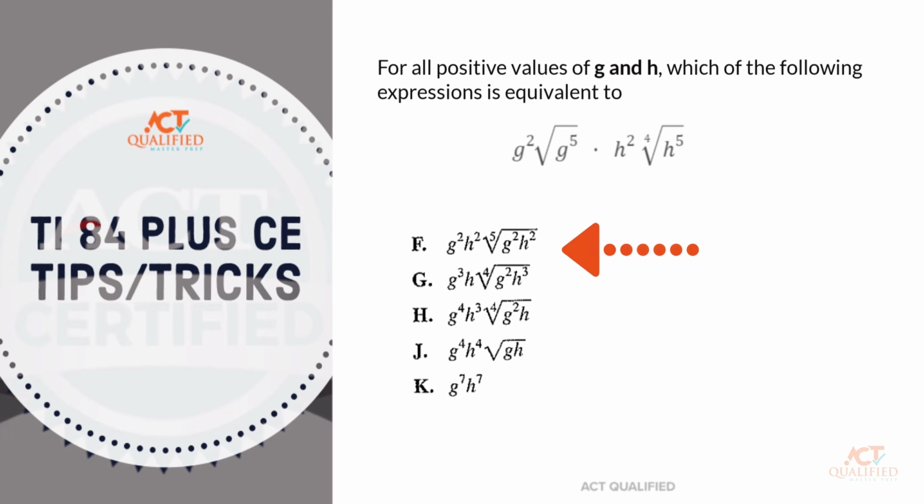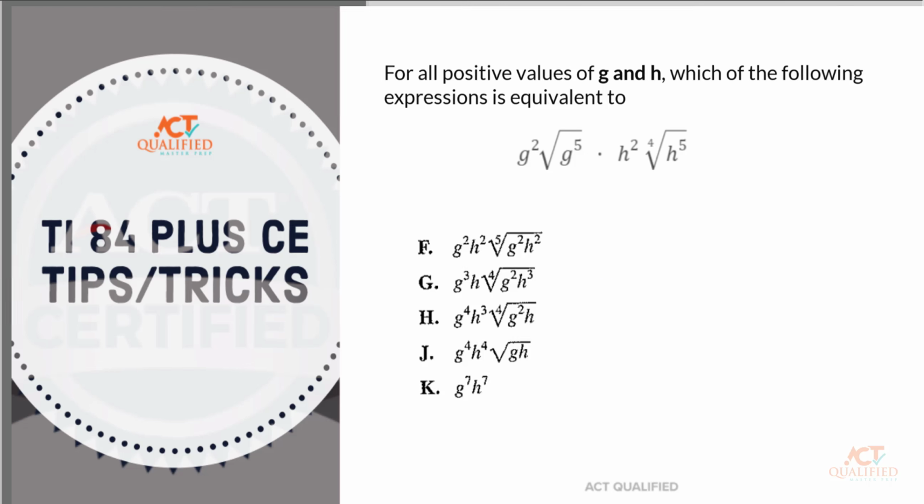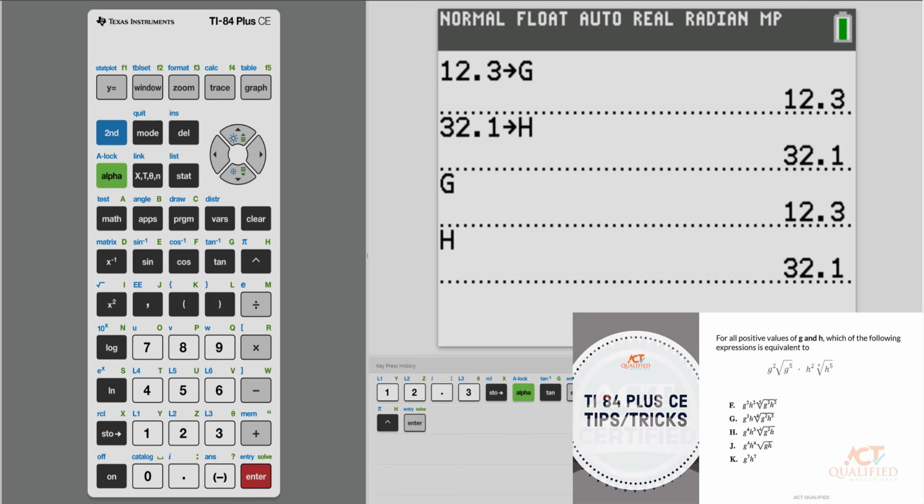Remember our question. We're trying to determine which expression is equivalent to g squared times the square root of g to the fifth times h squared times the fourth root of h to the fifth. Now let's solve our problem.